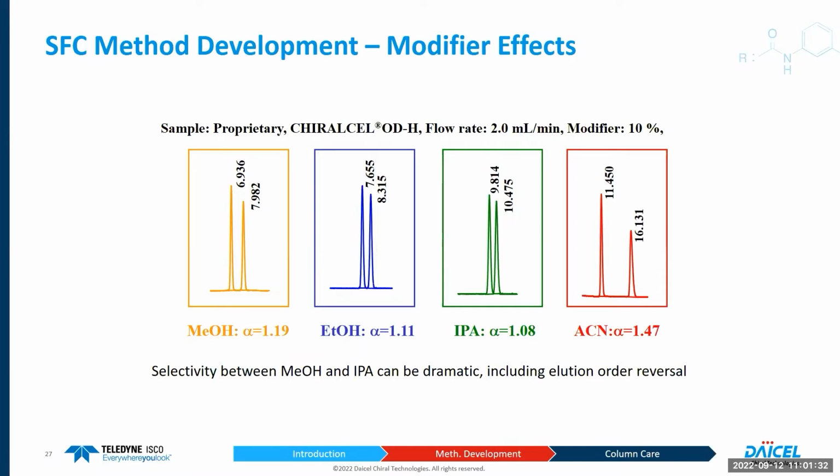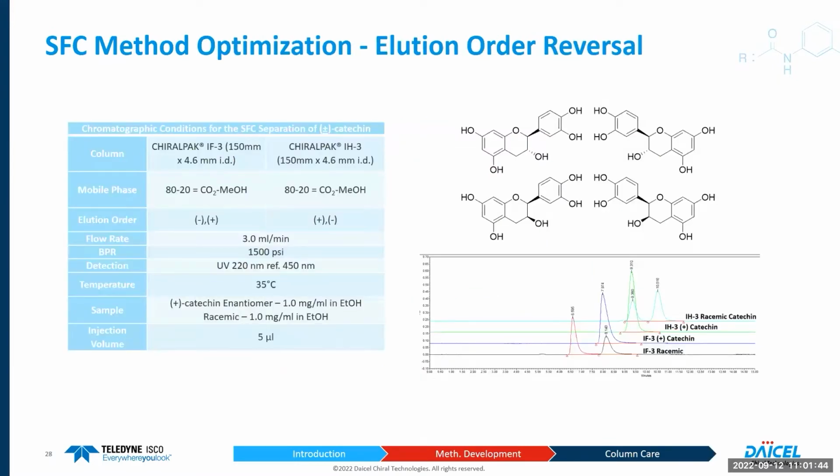So if you've got a way to detect that, that's always a good thing. Say a CD detector, for instance, or if you've got standards, it's a good thing to check. You might find something very interesting, such as the case for the separation of catechin on SFC.